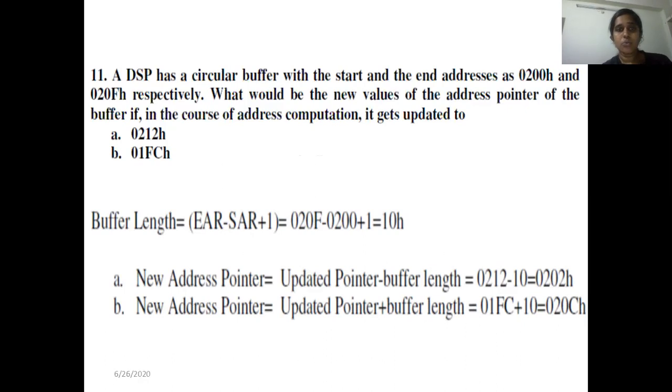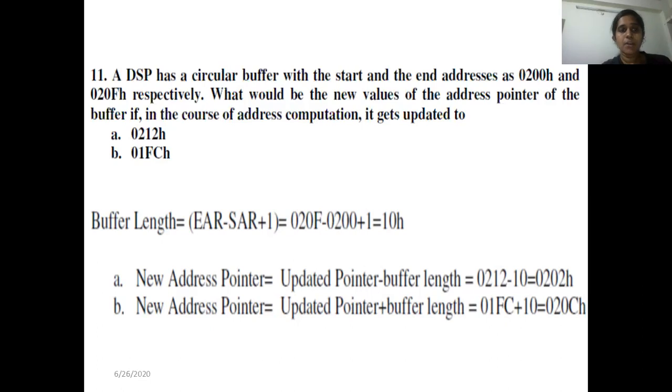So here we are implementing the same. The updated pointer is 0 to 12h. Here it gets updated to 0 to 12h. That address minus the buffer length. What is the buffer length? The buffer length we have calculated as EAR minus SAR plus 1, since the end address register value is greater than that of the starting address register. With EAR minus SAR plus 1, we get the buffer length, which is subtracted from this updated pointer, and you will get the new address pointer value.